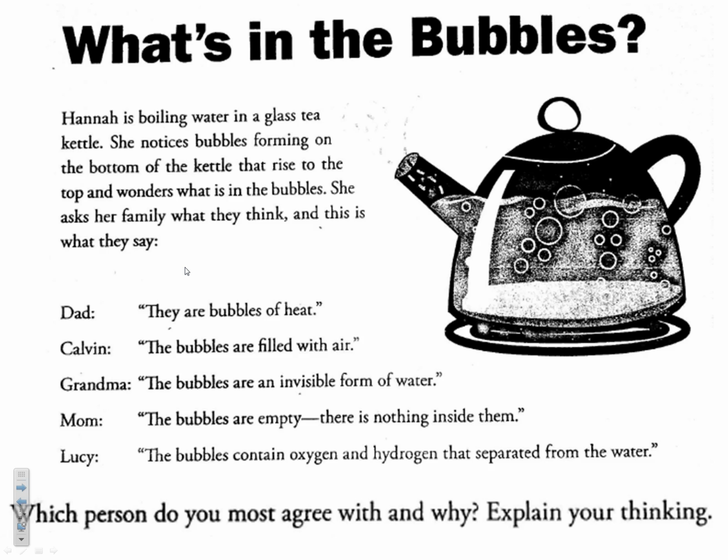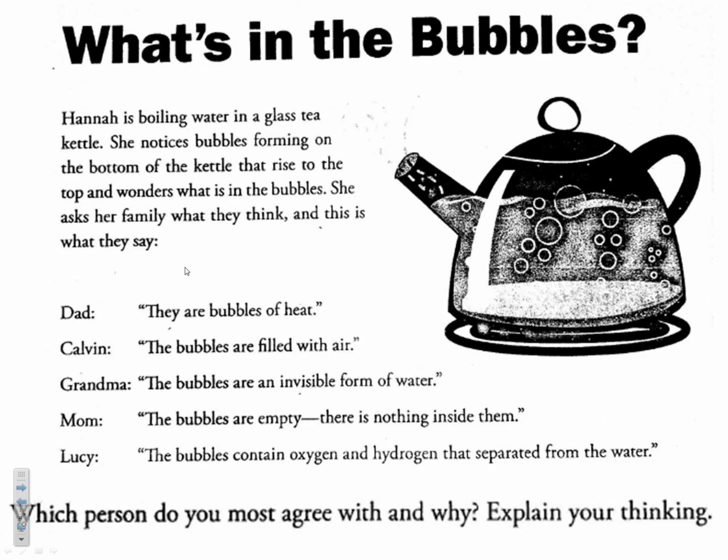All right, so it's asking what's in the bubbles when something is boiling, and if you read it through, I'll just go ahead and tell you right away, the grandmother is the one that's correct. The bubbles are an invisible form of water. That is water vapor, actually. The other answers are kind of interesting.